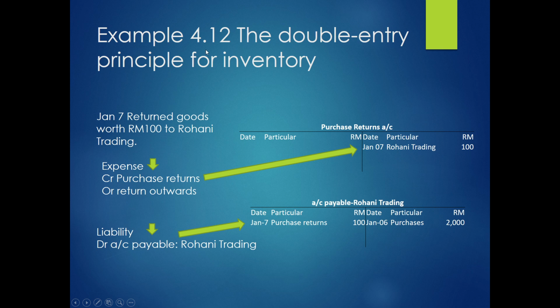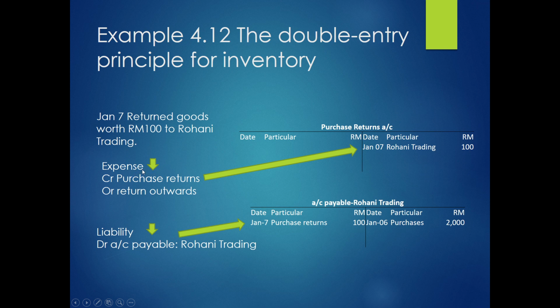Next example, example 4.12, 7 January, return goods worth 100 ringgit to Rohani Trading. So, goods returned by the business to the supplier. Rohani Trading is also the supplier or the creditor of the business. Returning goods to the supplier is known as purchase return or return outward. When the business returns goods, the expenses will decrease.